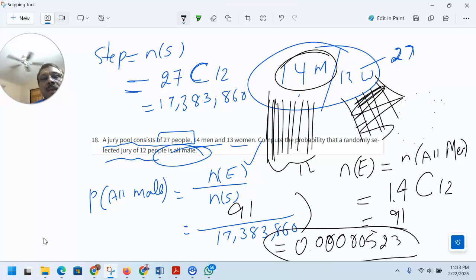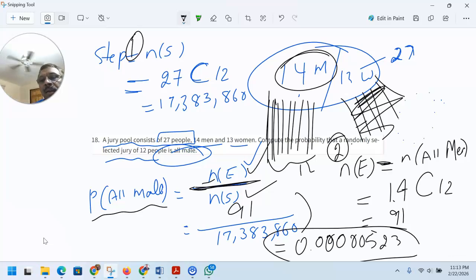So two steps. Okay, first, it's all male, so it's a ratio. First find this. This is step number one, and this is step number two because you want to find the numerator, the number of outcomes that favor the event E, which is all men. They could have asked maybe out of 12, 8 men and 5 women. Then the whole question changes.